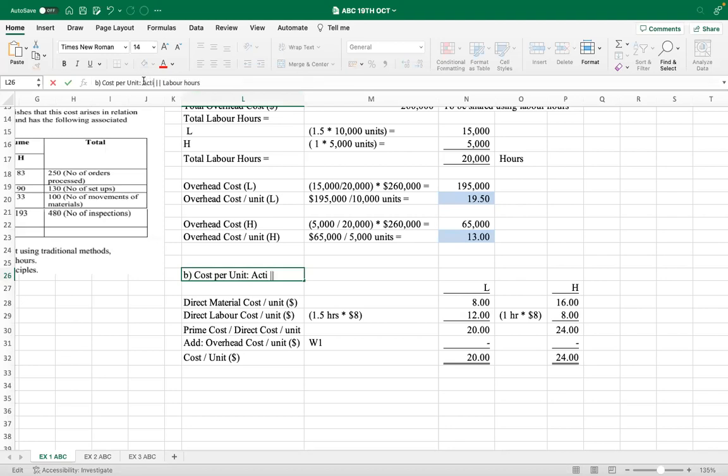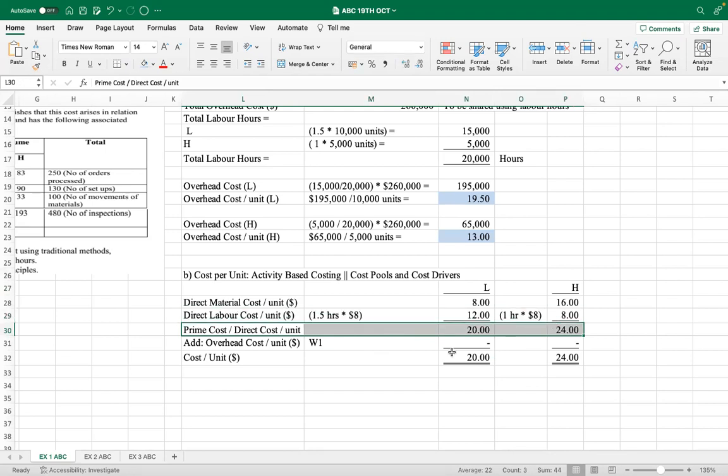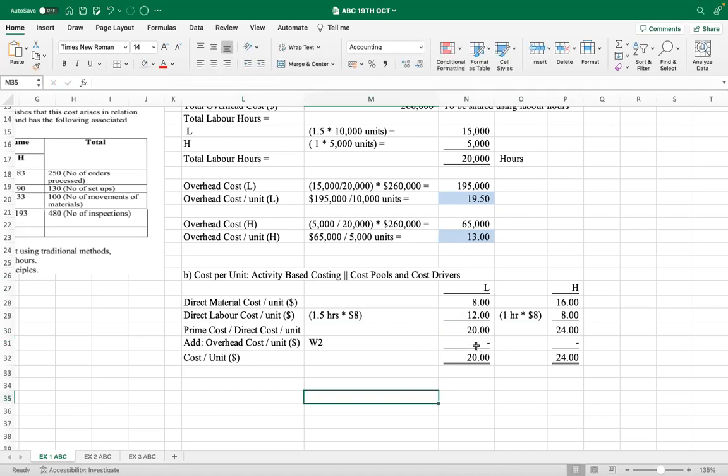Under activity-based costing, we use cost pools and cost drivers. That is what we use. Now, we said prime cost remains the same. The difference between absorption costing and ABC is on how you account for overheads. So that leads us to working number 2, how we account for overheads.